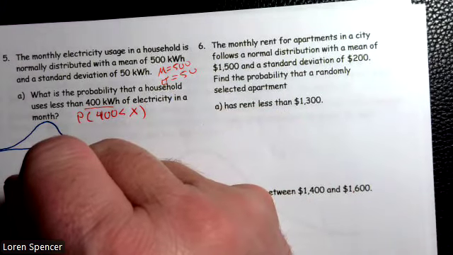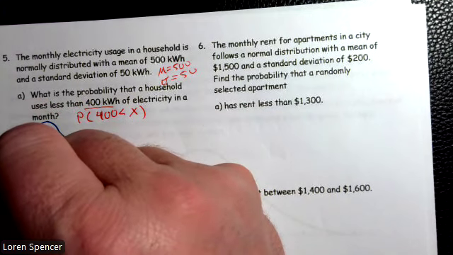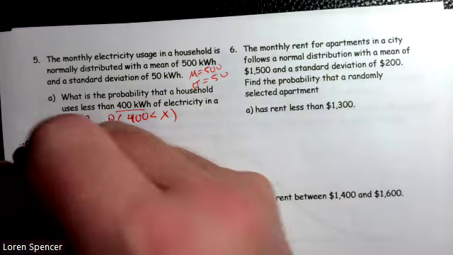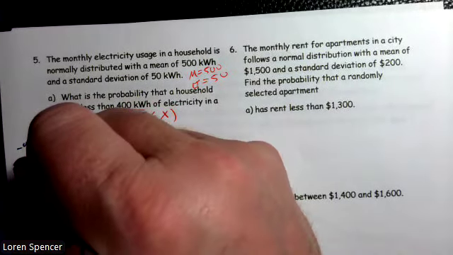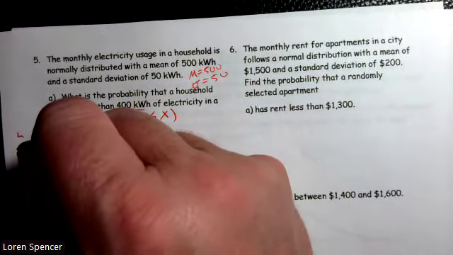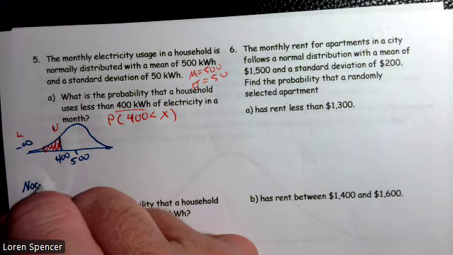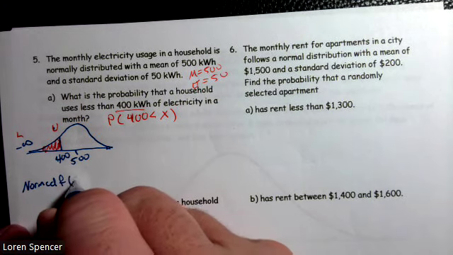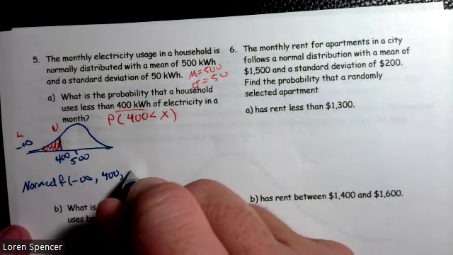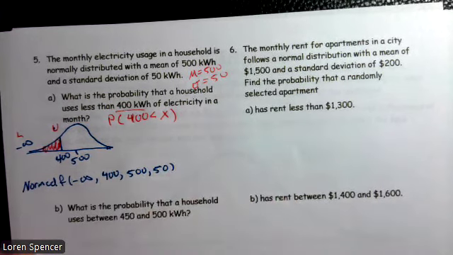My mean is at 500. We're here at 400. Please don't forget this goes to negative infinity. And so we're looking for this area right here. Well, in this case, negative infinity is my lower and 400 is my upper. So we're going to go norm CDF, negative infinity, that's my lower. Upper was 400, mean of 500, standard deviation of 50. So there's my LUMO.